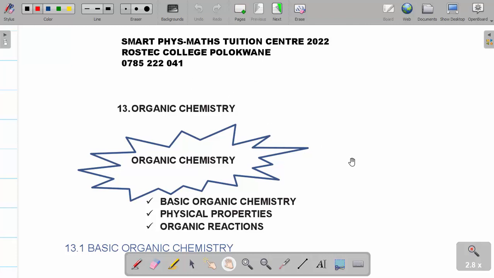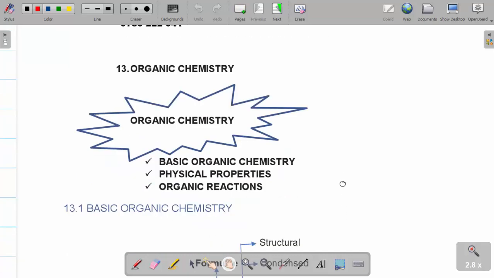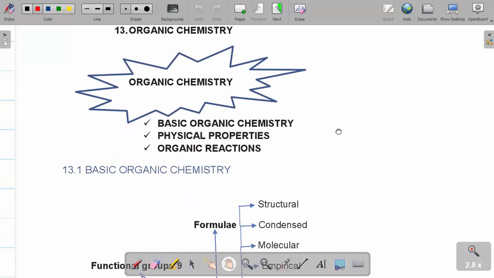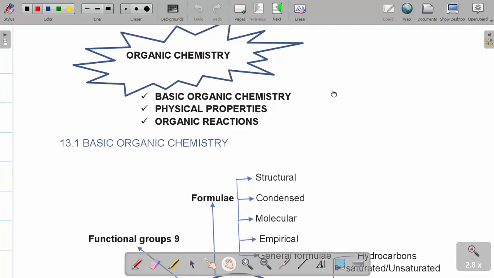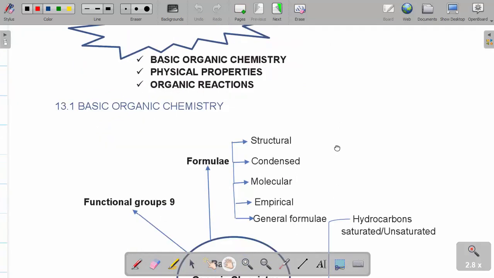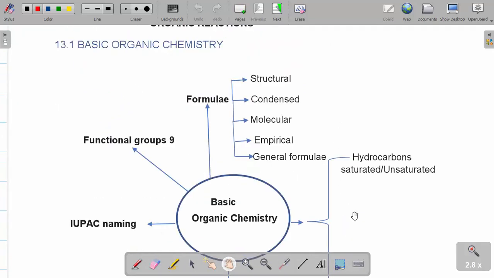Now, this introduction, please pay attention and try to understand what we're going to discuss here. So, organic chemistry. Under this organic chemistry, we're going to look at the basic organic chemistry, also look at the physical properties, also look at organic reactions. But today, being our first video, it is just the introduction. Now, this basic organic chemistry can be summarized in the following way here. This is how I summarize it for you.